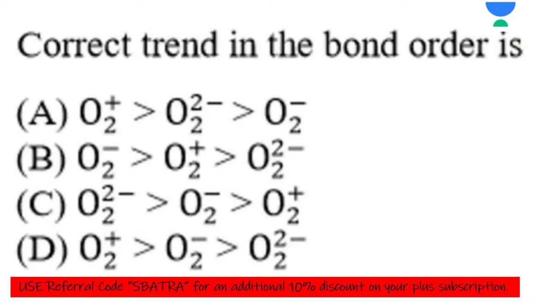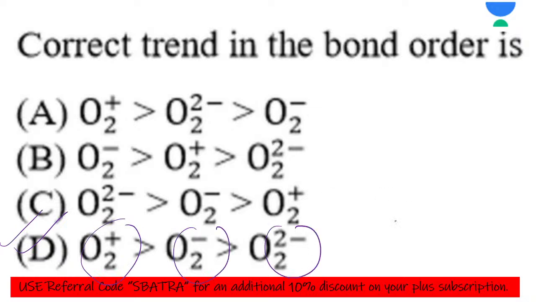I think you should give the answer in 5 seconds. I'm expecting your answer in 5 seconds. Yes, definitely. So the correct answer is option number D. I don't think that we need to explain this question again and again. So the correct answer is option C. This is your bond order.